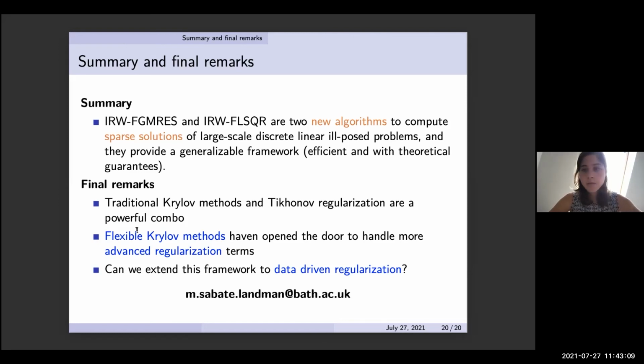And again, if you want to get a grant today, if you add data-driven methods, you are far more likely to be successful. So not just because of that, but I think it would be super interesting to keep exploring ways of combining data-driven regularization with Krylov subspaces, modified Krylov subspaces. So yeah, thank you very much.